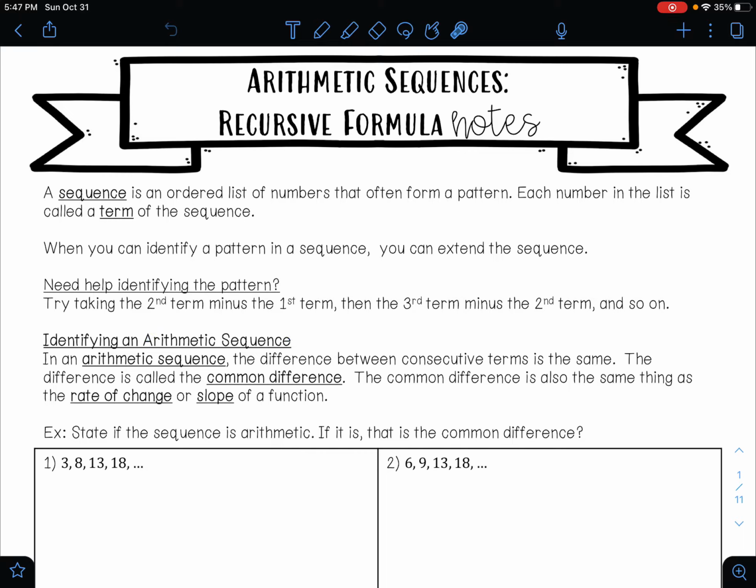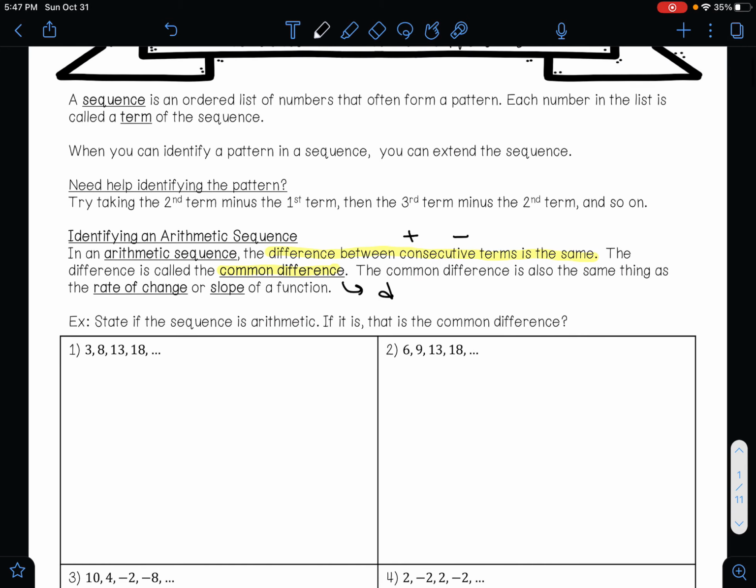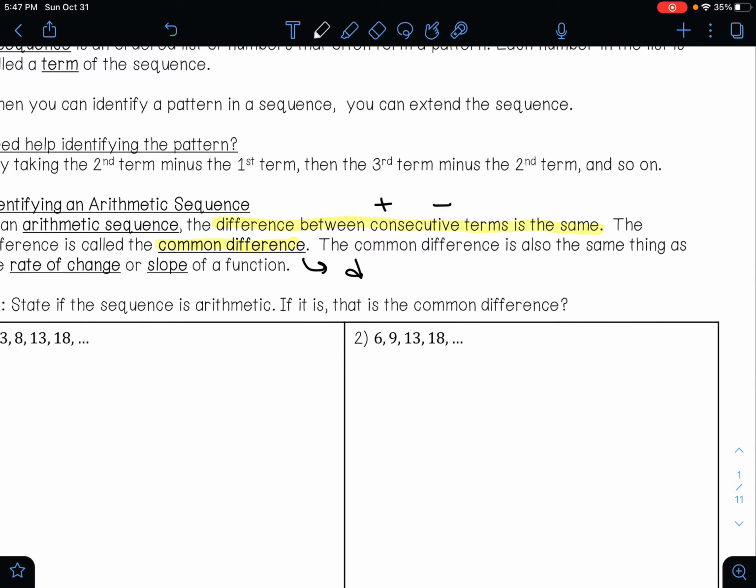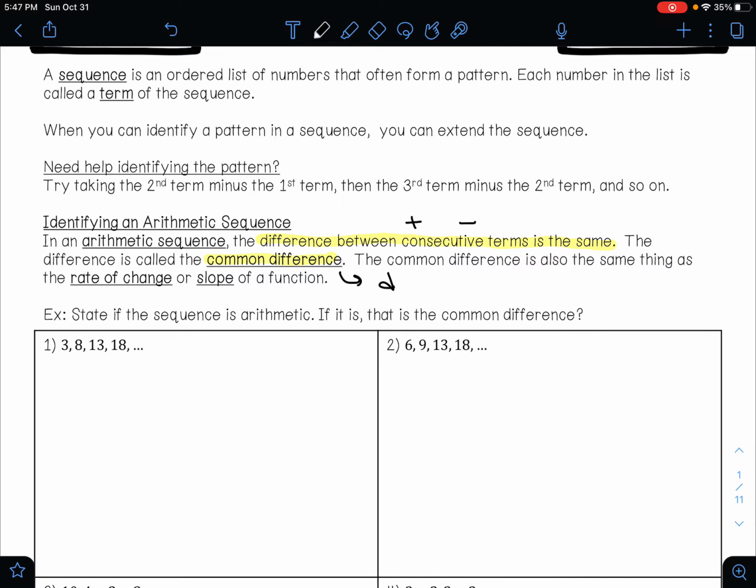So in an arithmetic sequence, the difference between consecutive terms is the same. Again, you are either adding the same number every time or subtracting the same number every time. The difference is called the common difference. The common difference is also the same thing as the rate of change or slope of a function. We use the variable d to represent the common difference. In these first examples, it says state if the sequence is arithmetic. If it is, what is the common difference? So let's look at example 1.